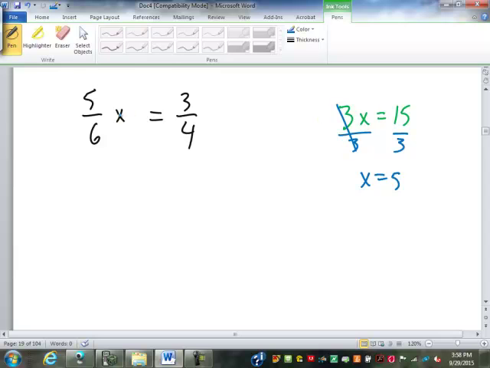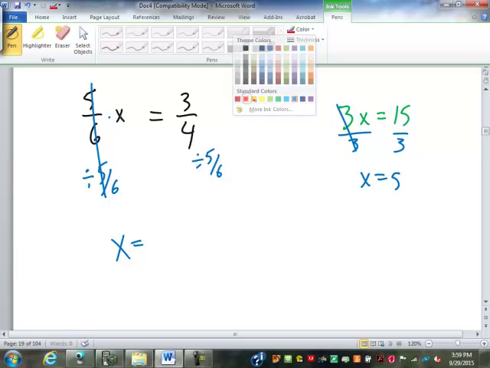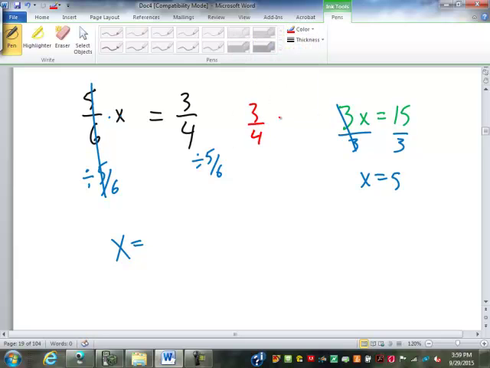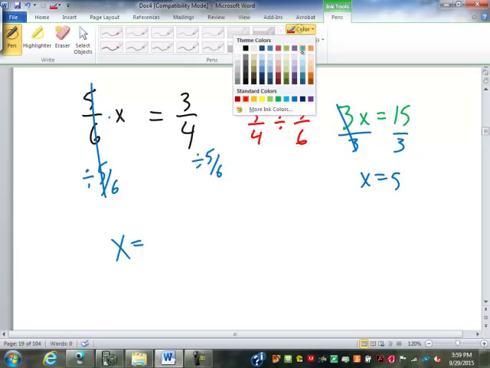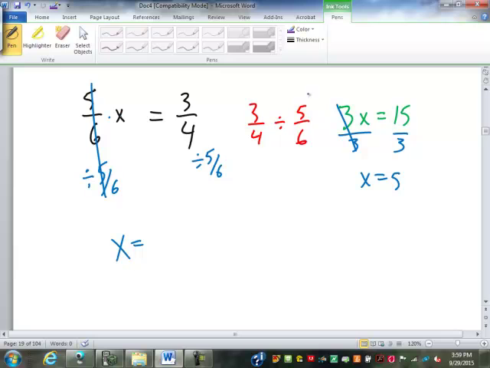Over here, the variable x has been multiplied by 5/6. So to solve it, we're going to divide by 5/6. So that's going to cancel out, leaving us with x. But over here, of course, it's a little more work, because we've got to do 3/4 divided by 5/6. Can I cross cancel the 3 and the 6? No. Why not? Because right now it's still division. The 3/4 is going to stay, but we're going to change it into multiplication by multiplying by 6/5.